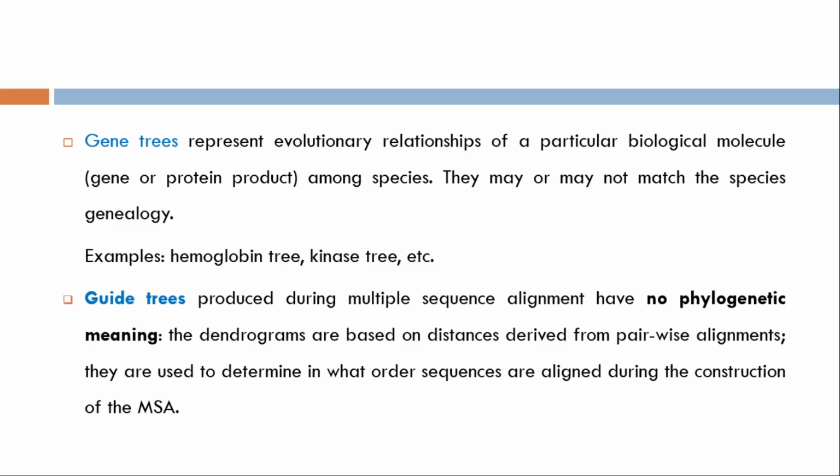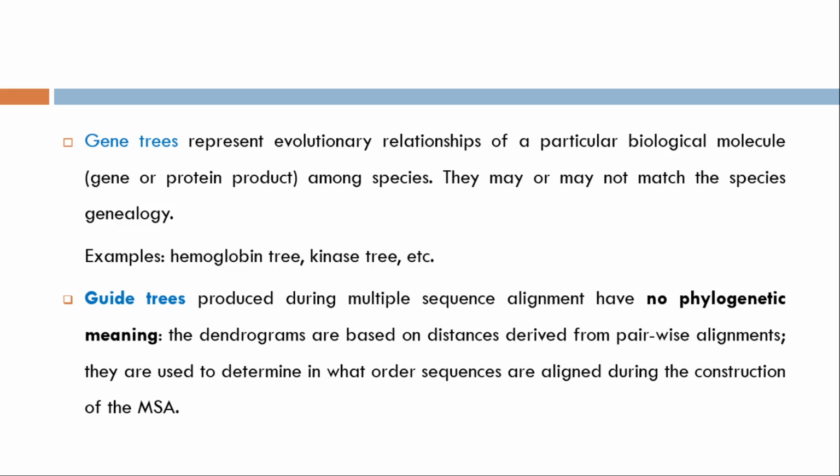A few students always get confused about the guide tree. Once you do the multiple sequence alignment by Clustal W or Clustal Omega or any member of the Clustal family, you will find a tree-like structure, and people understand that it is a phylogenetic tree. No, it's not like that. That is simply known as a guide tree.